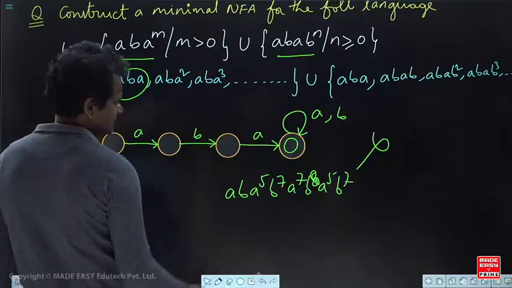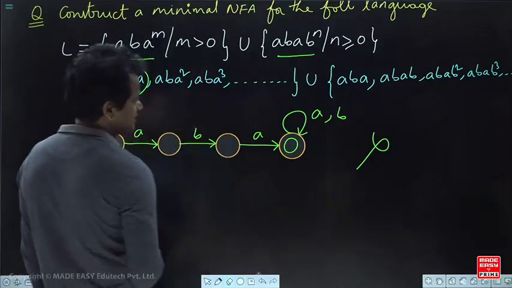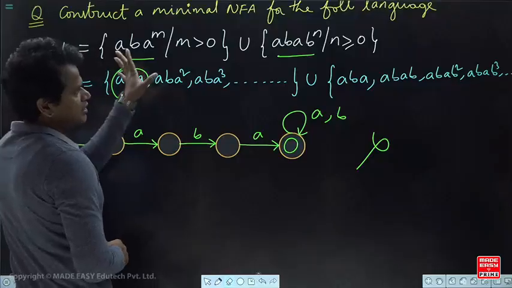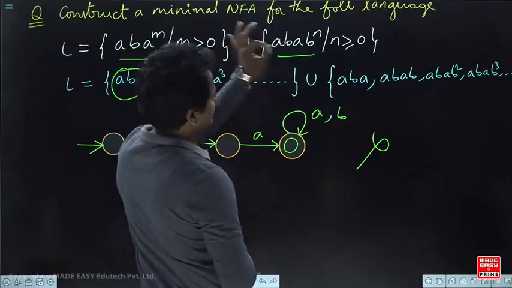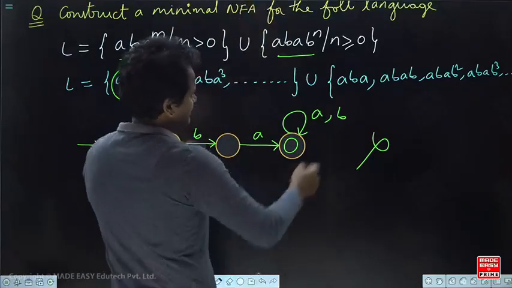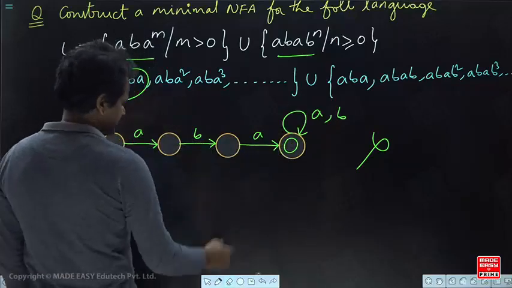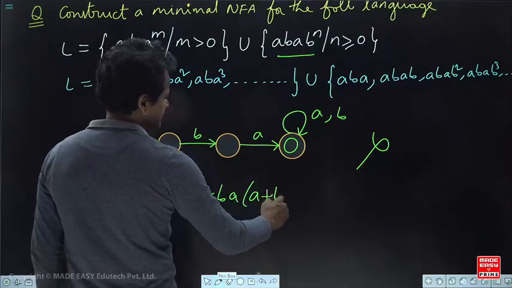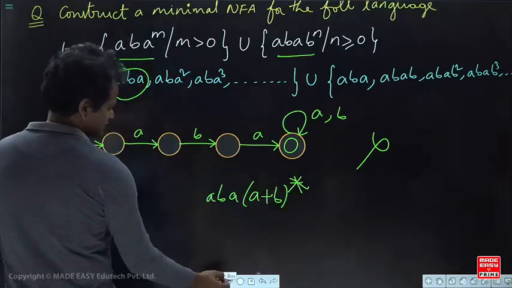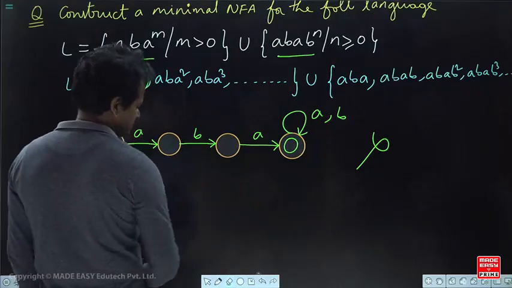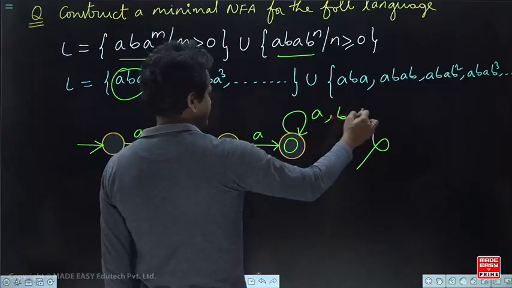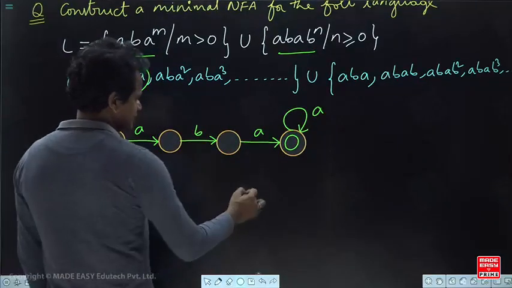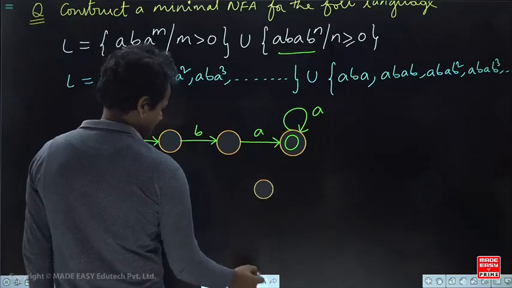So actually, what is the language here? A followed by B followed by one or more A's, or A followed by B followed by a single A followed by 0 or more B's. If I write it like this, it accepts ABA and after that any combination of A and B, which is not correct. The given language is different and you are accepting strings of a different language. So it is not correct. For this reason, we must take one more state.